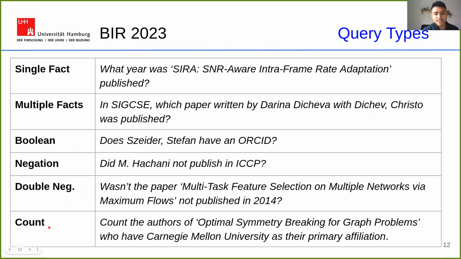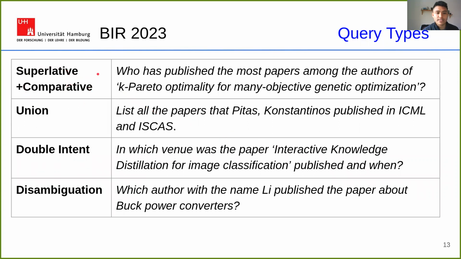We have another category called count, where it counts the number of triples. Similarly, we have superlative and comparative, where it compares either two different entities, or it also uses keywords such as most and least. We have the union category, which combines the results of two different queries. We have double intent, which asks for two different pieces of information, such as in which venue and when. We have disambiguation queries, which only use partial names of the authors and partial phrases of the title, and the task is to distinguish the particular author from the question itself.